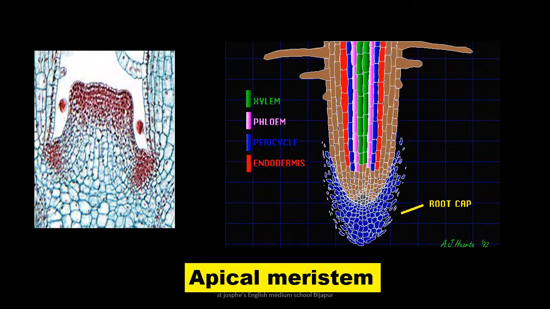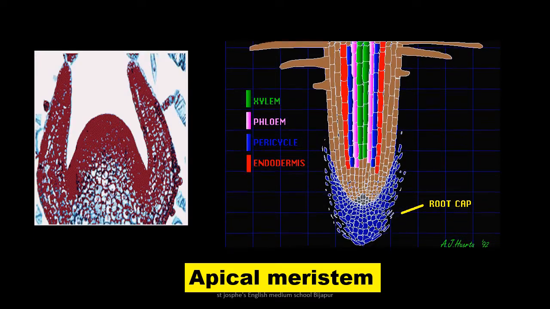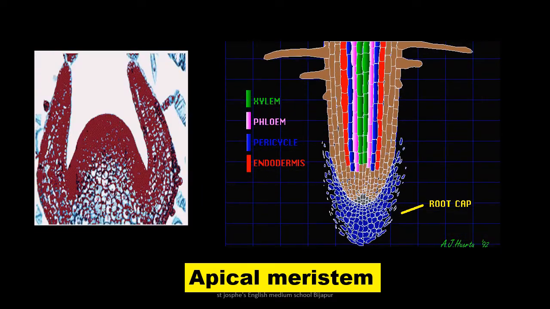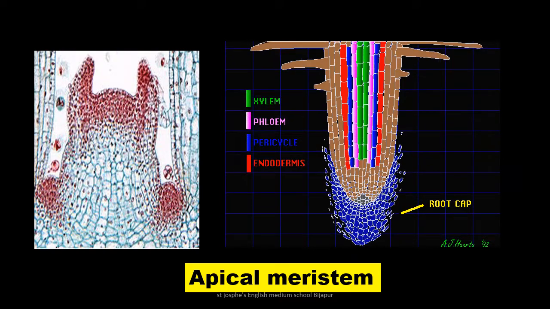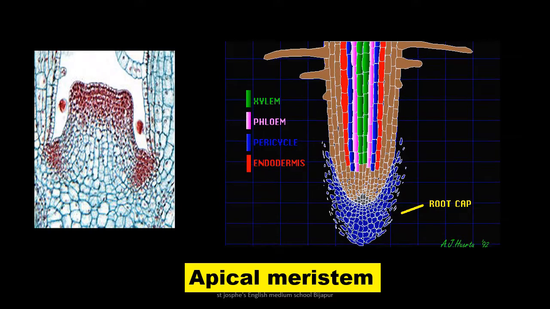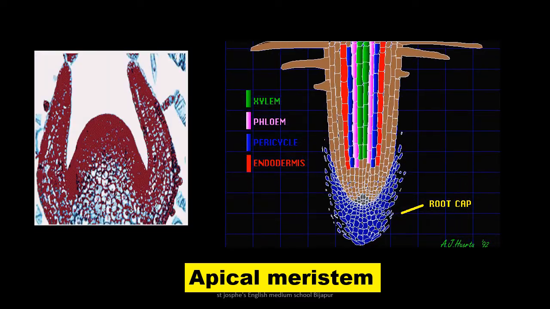This is the graphical representation of apical meristem. This graphical representation will give a clear idea of where the apical meristem tissues help the shoot tips as well as the root tips continue to grow.